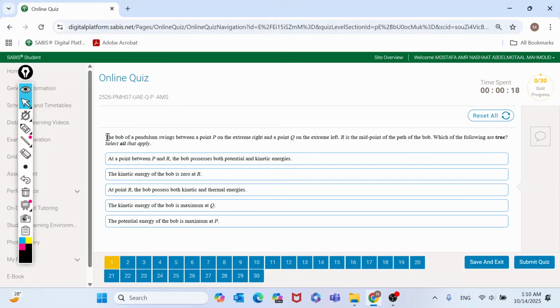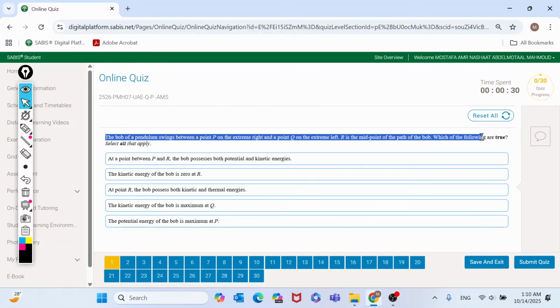Okay, let's start. The bob of a pendulum swings between a point P on the extreme right and a point Q on the extreme left. R is the midpoint of the path of the bob. Which of the following are true?